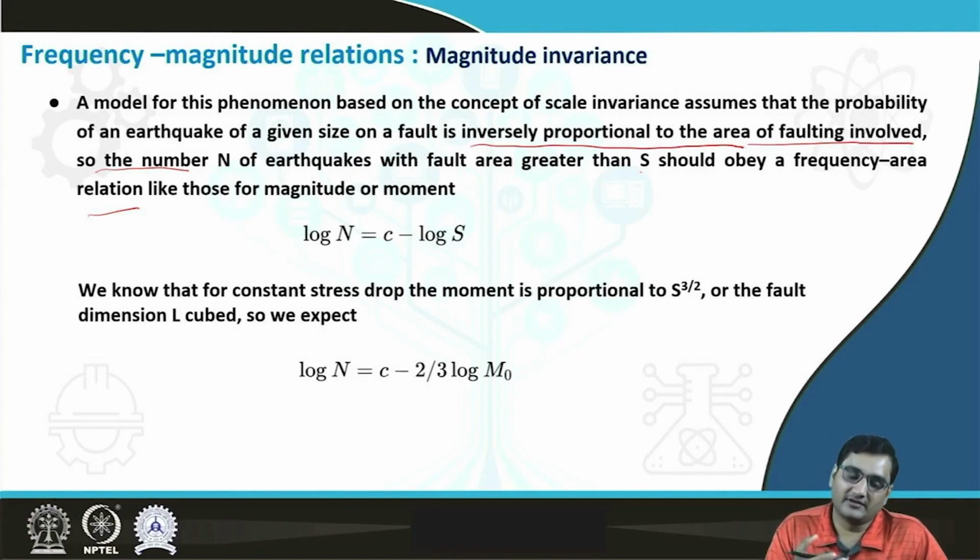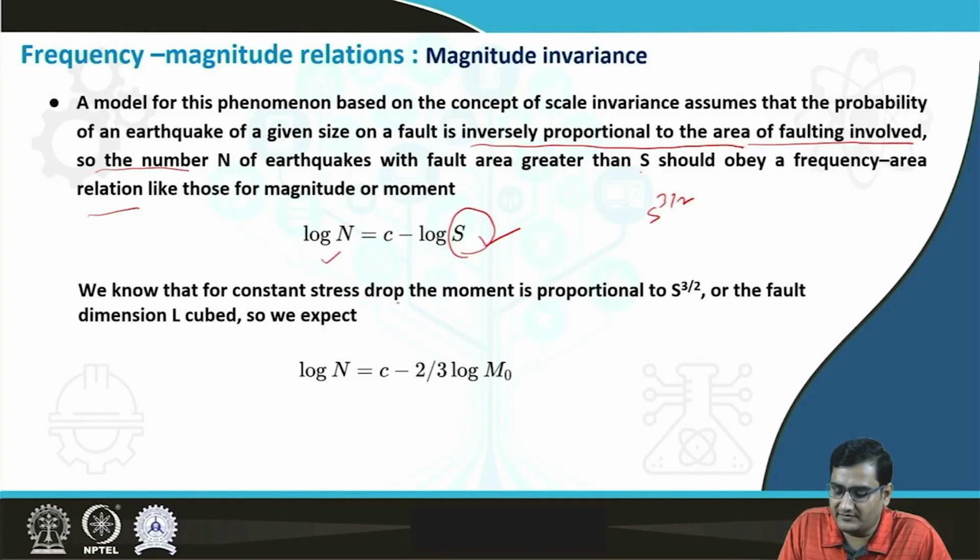It is similar to the magnitude and the moment relation, and in this case it will become like this: log of n equals C minus log of S. And for constant stress drop, the moment is proportional to S to the power 3 by 2, or the fault dimension L cube. So we expect log of n is equal to C minus 2 by 3 log of m naught.